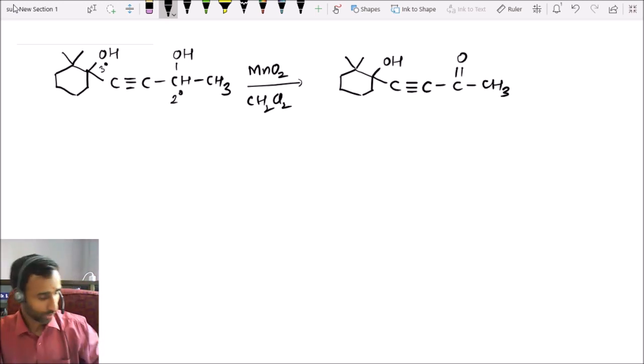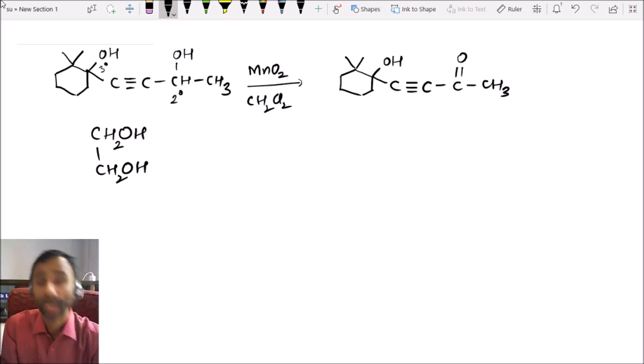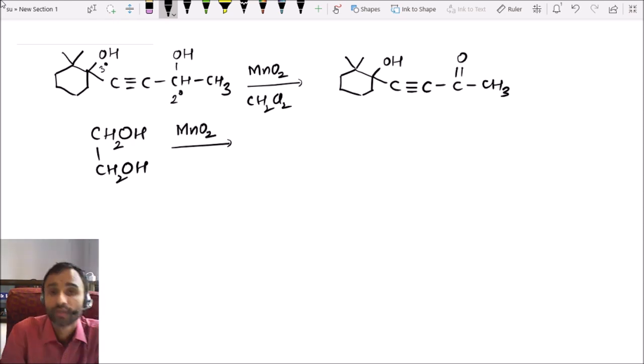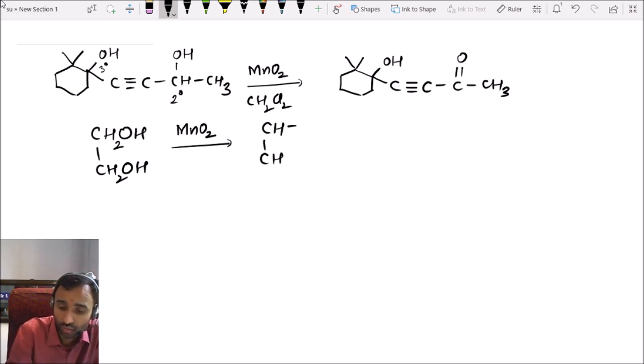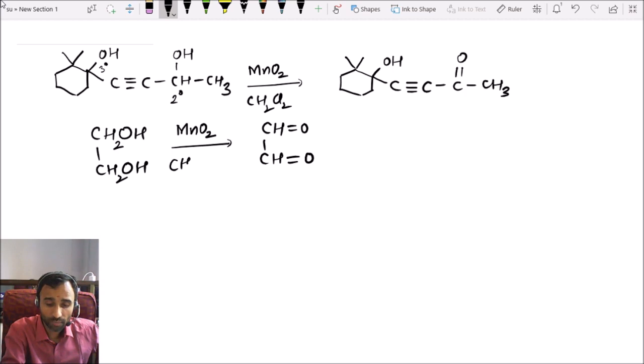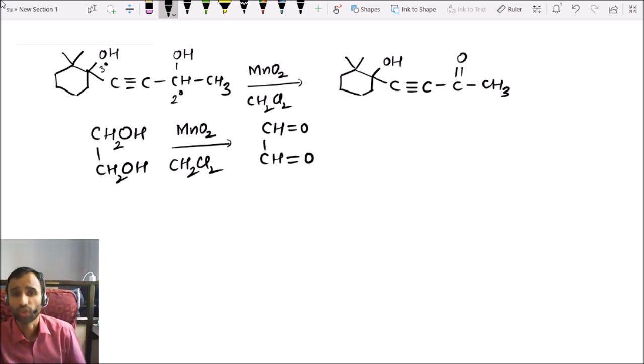Done. Then even CH2OH, CH2OH, ethylene glycol is oxidized by MnO2. See, both are OH groups on saturated primary alcohols, so both are oxidized to aldehyde, which means we get glyoxal in the presence of MnO2. Sometimes the solvent is not mentioned, so keep in mind it is an inert solvent, any inert solvent.